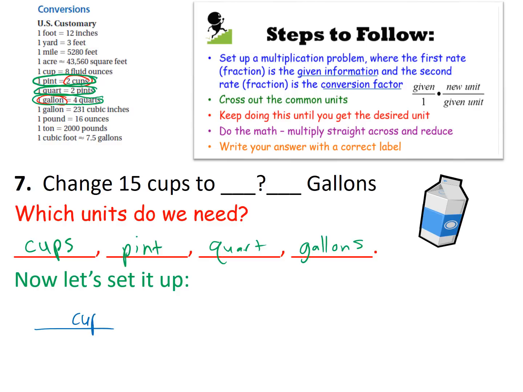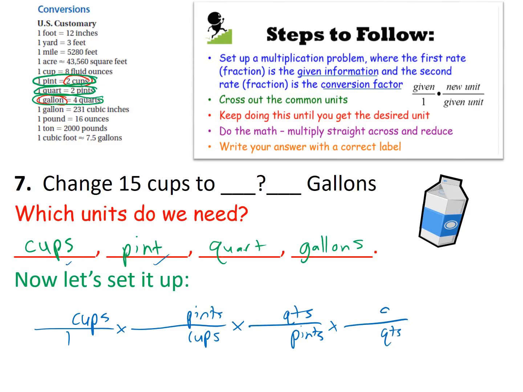So we start off with cups over 1. We'll fill in the numbers in a bit. So we're done with cups. Now we need to go to pints. So pints come up here, and cups goes on the bottom. Now we go to quarts. Quarts on the top. There's the abbreviation for quarts, and pints. And finally, we go from quarts to gallons, and we're set.